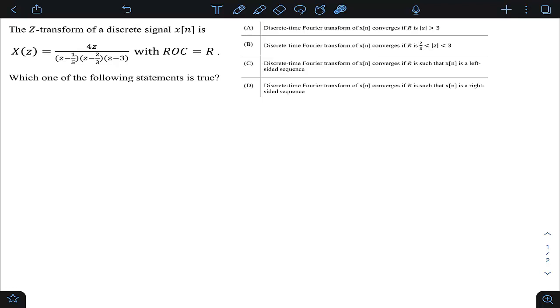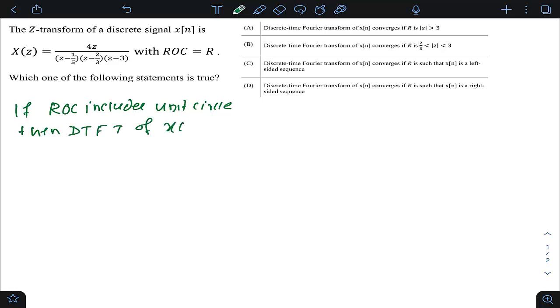So here you can see there are 3 poles. So there are 4 possible ROCs. Among those ROCs, we are supposed to find what should be the selected ROC so that the DTFT of x of n will converge or exist. The concept here is, you know that very well: if the ROC includes the unit circle, then the DTFT of x of n exists, right?